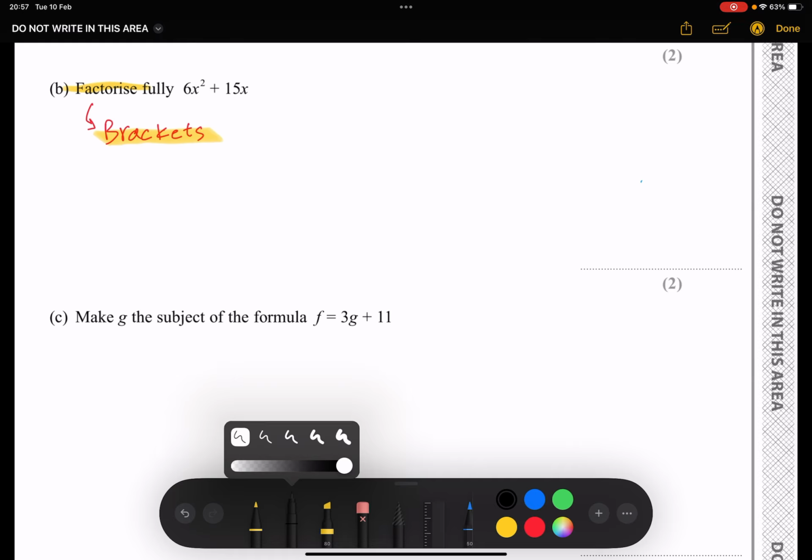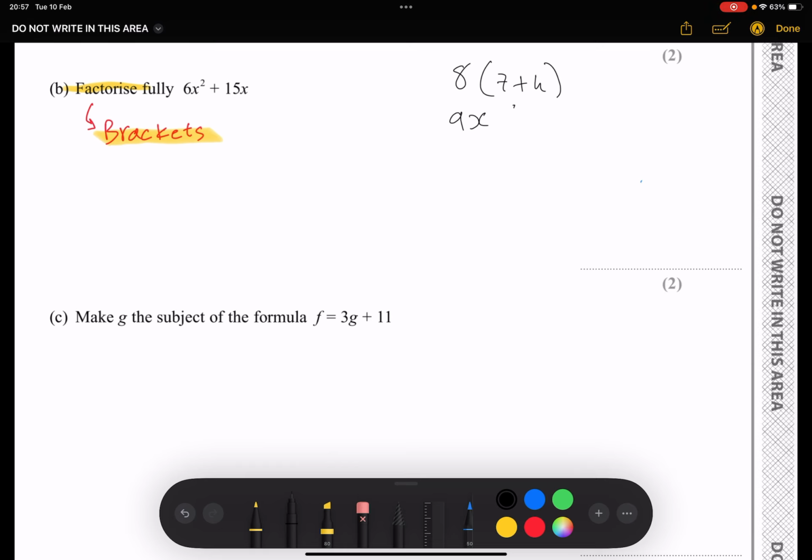So you can have things like, for example, 8 times 7 plus 4, or you can have 9x and, I don't know, 17 minus 21. So this is what factorizing means, putting things into brackets. So right now we have the open version of the equation.